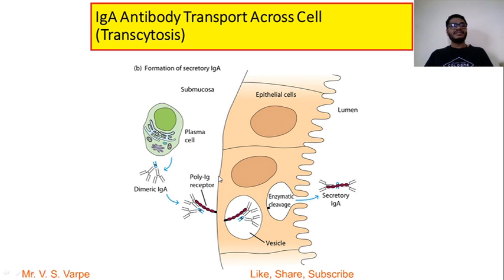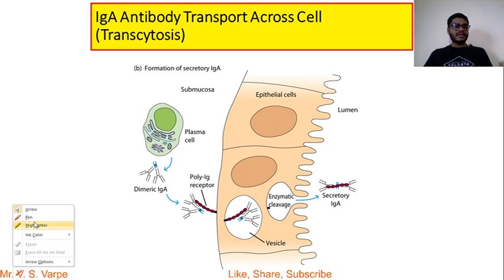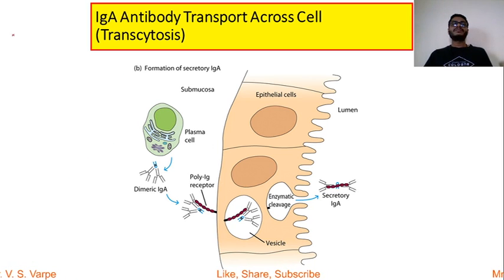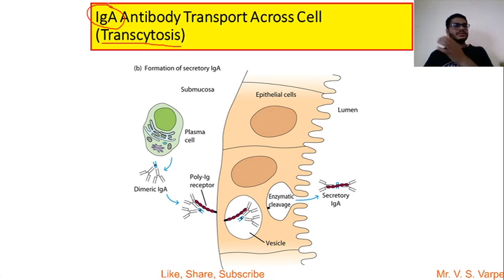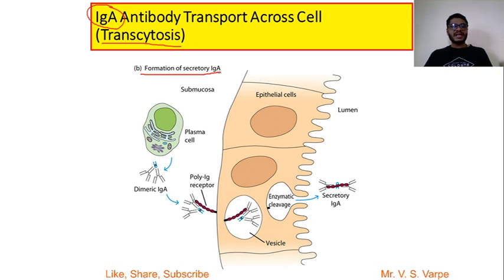Then the next one is IgA antibody transport across the cell, and this concept is known as transcytosis. Transcytosis is not only possible in IgA, but transcytosis also occurs in IgM and IgG. Okay, here is the formation of secretory IgA.